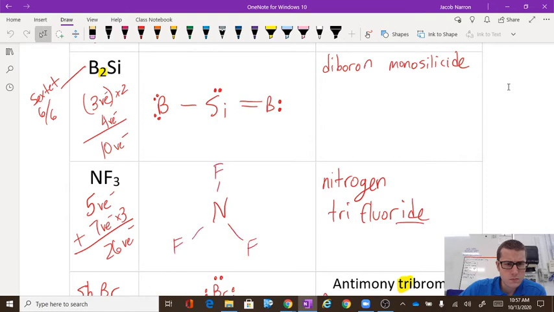Like so. And now we've got to distribute some electrons. At this point, we just used up 6 electrons, making those single bonds. So now we have 20 valence electrons left to deal with. And so I'm going to distribute them on all my fluorines.